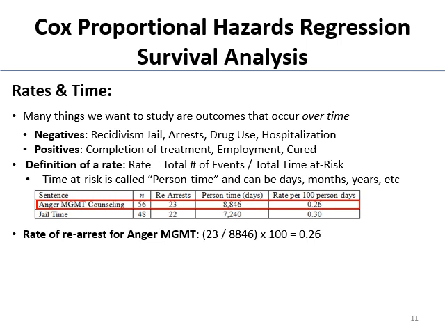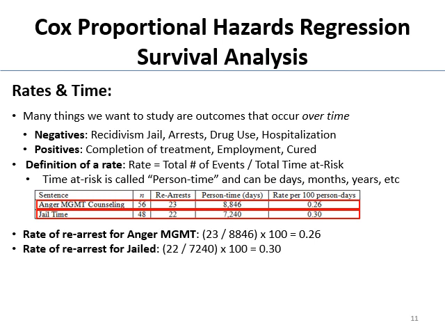These are kind of like odds, a higher number is a higher rate, but really people don't understand rates that much better than odds ratios, or odds, sorry. So we're going to do rate ratios. So how about the jail time group? The judge sentenced 48 of them to just go to jail, not get anger management. Of those, 22 were rearrested. They provided a total of 7,240 days of follow-up. And so their rate, if you just divide 22 by 7,240 and multiply it by 100 again, is 0.3.